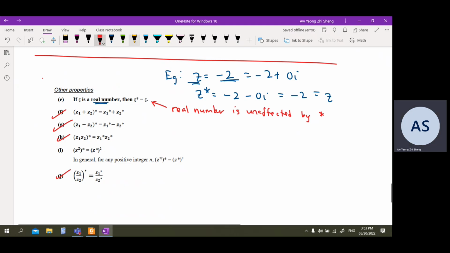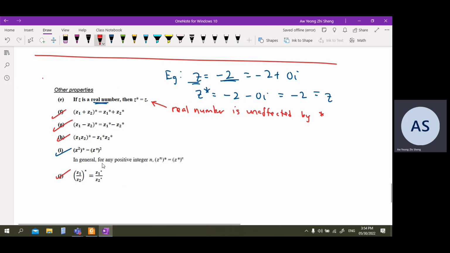Okay. Property I says, if you have z squared, then you take the conjugate of it. The conjugate of z squared is the same as z star squared. In other words, the power and the star, you can interchange the position. Whether you square first, then take the conjugate, or you take the conjugate first, then take the square, it will be the same. So this is also a convenient property that the conjugate operator has.